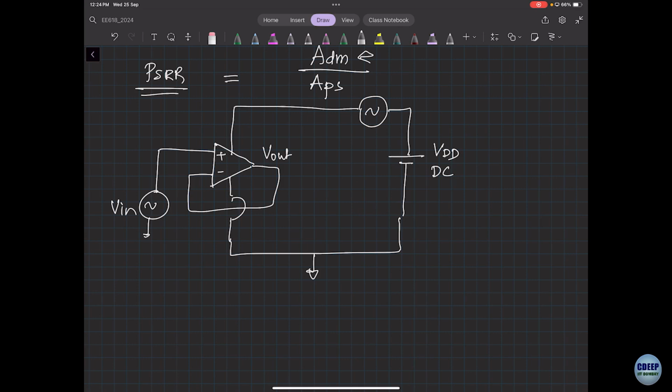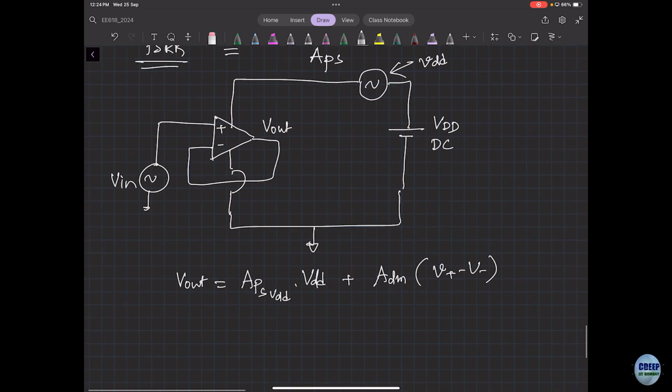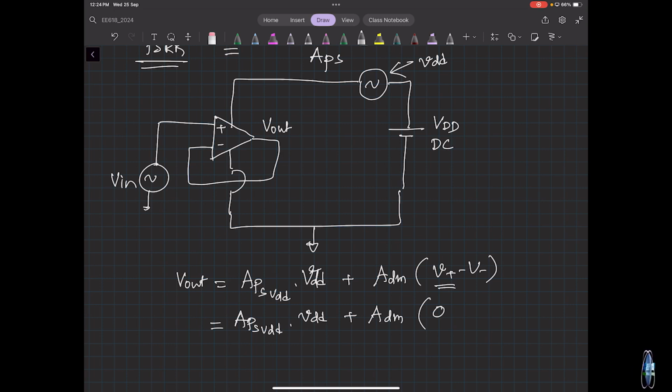So then here in this case, V out will be equal to APS, which is the power supply gain due to VDD, times VDD, which is this particular small VDD, AC, plus ADM times (V plus minus V minus). ADM is a differential gain. So this is a small VDD, not the DC. And here V plus is equal to zero that I'm applying, and this is my V out.